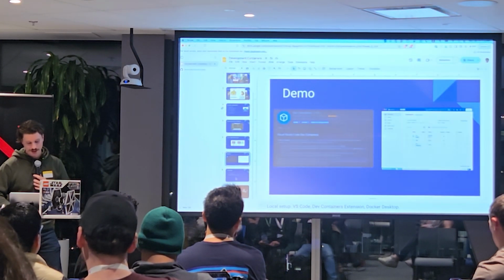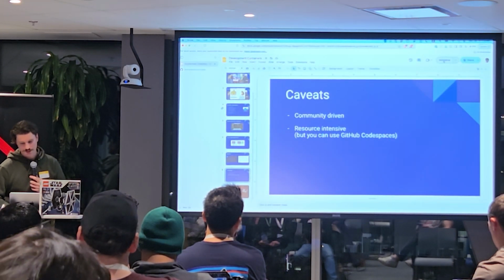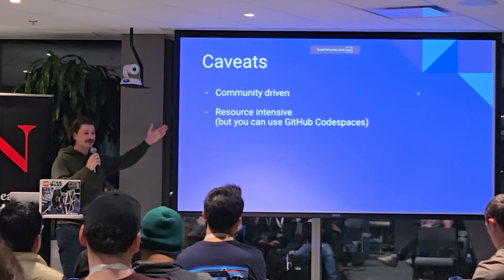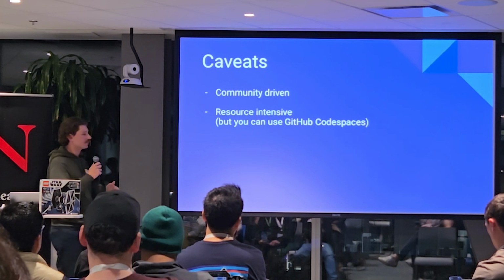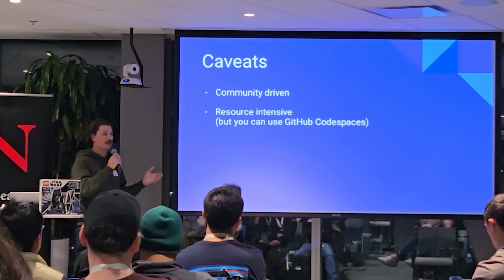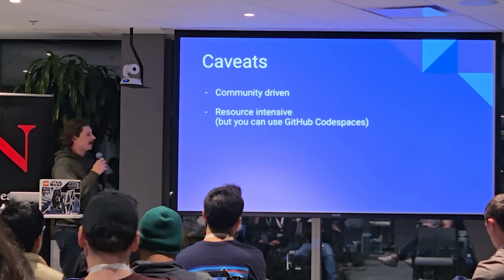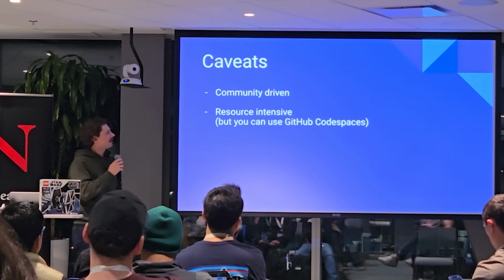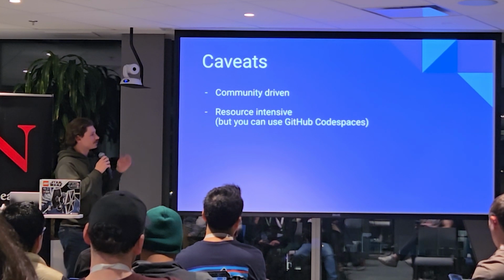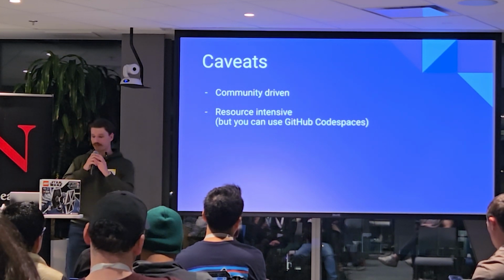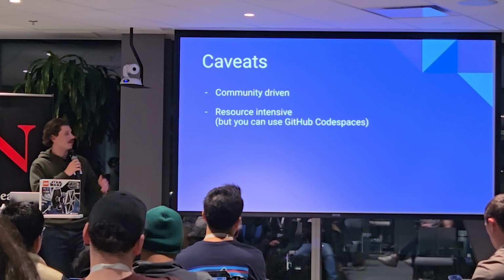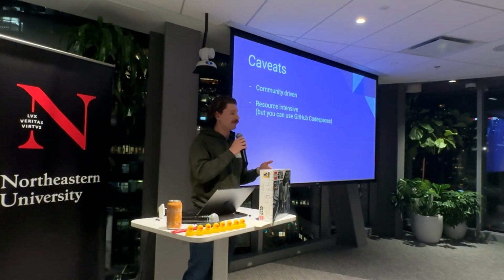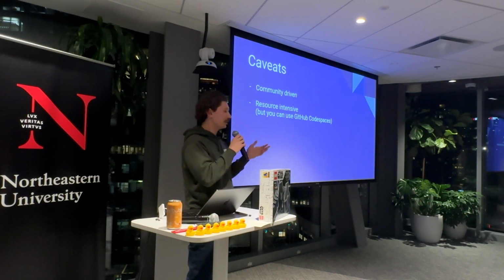There are a couple caveats, of course, with development containers. One is that it's community-driven and things break. A lot of features might not exactly work with all the images that you can pull. I did have to selectively pick a couple of things to show you today. And another thing, it is resource intensive. So I'm running this on a MacBook M3. I also tried to run it on an M1, but I did have a lot of lag with my VS Code when I was running it on Windows.